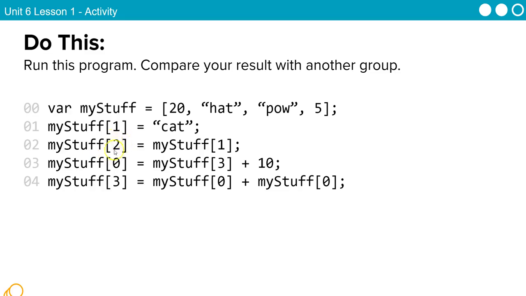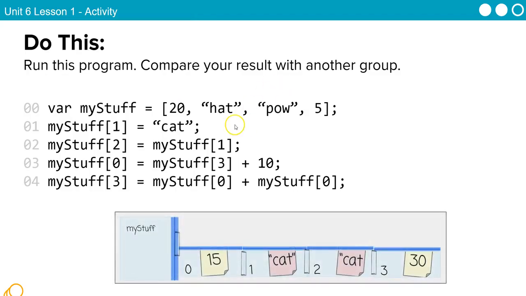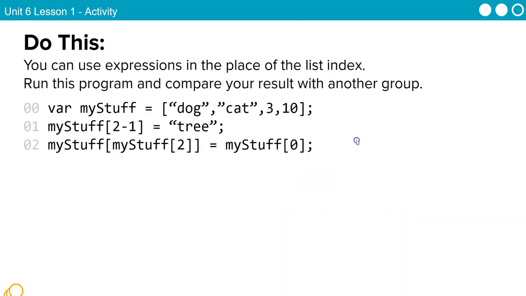Here it's saying, okay, go to index 2 and set it equal to whatever was at index 1, right? So index 1 started as hat. I changed it to cat, so now it would say 20 cat cat, right? And if you keep going with this, 0, I want to change it to whatever's at 3, which is 5 plus 10. So 0 would become 15. And then I want to update 3, which started as 5, and I say, okay, it's going to be whatever's at 0 plus whatever's at 0. So 15 plus 15, that's where this 30 comes from.